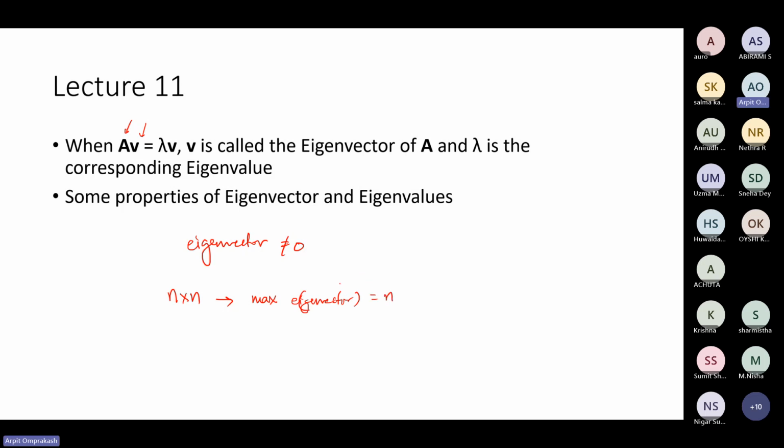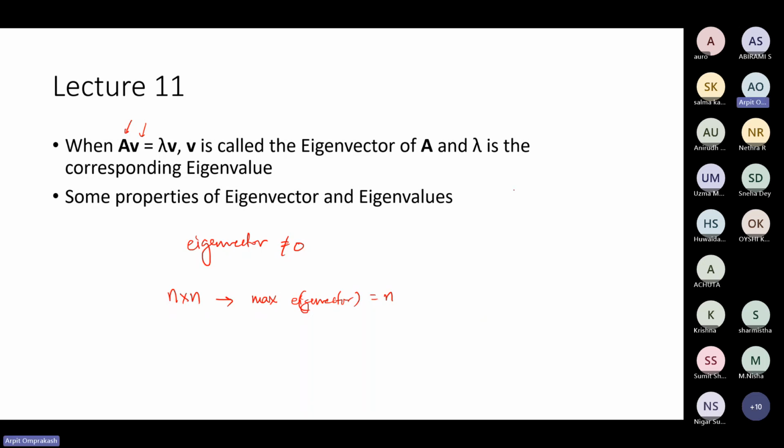Okay. Each unique eigenvalue of a matrix will have a unique eigenvector with it, and all of these eigenvectors will be linearly independent.